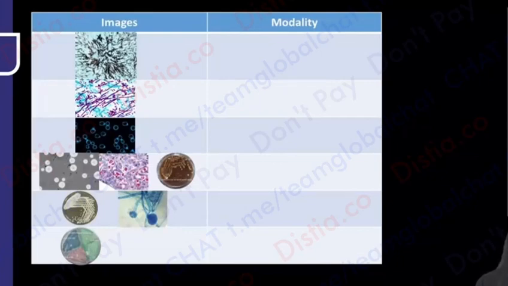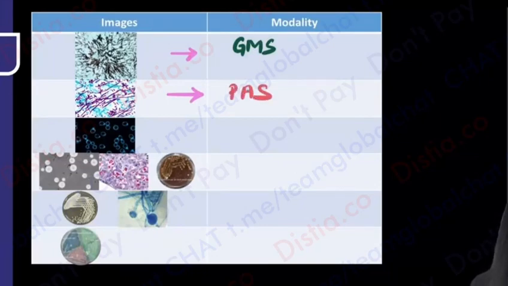So if I show you all the pictures of what we have studied up till now, what is that modality which is going to give you that black color? I think everyone knows black color is going to be with Gomori methenamine silver stain. So like I said, the black color is always going to be something with silver. So Gomori methenamine silver stain. Okay, coming to the next, suddenly it becomes everything pink. So P for pink, and you're going to get what? P for PAS. So we are going to now label it as PAS. P for pink, P for PAS.